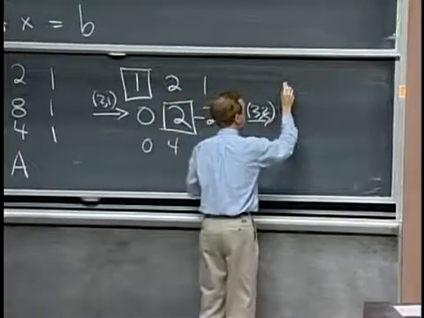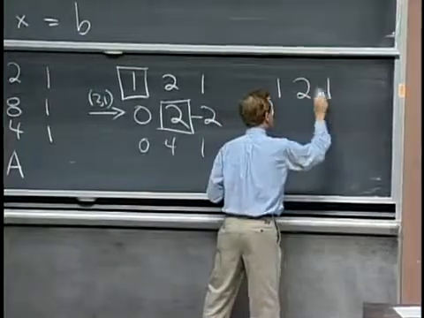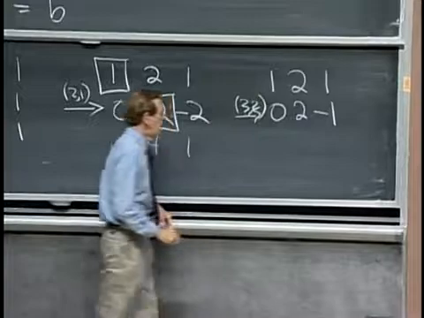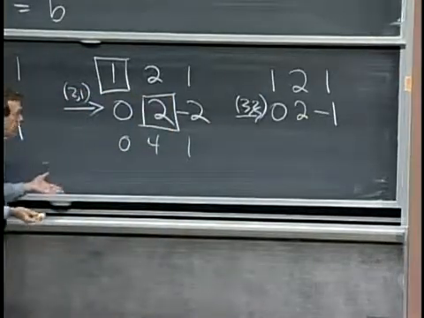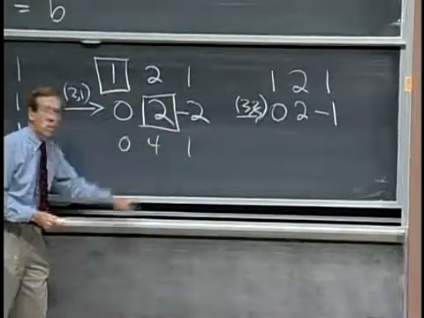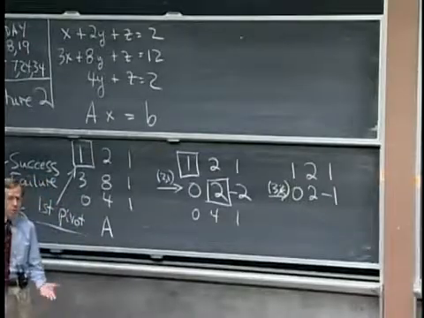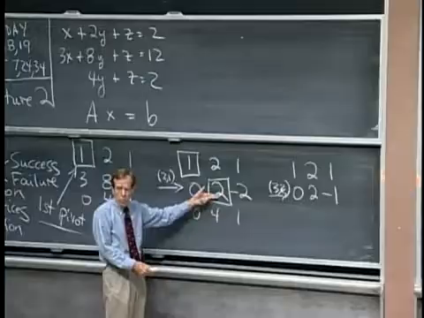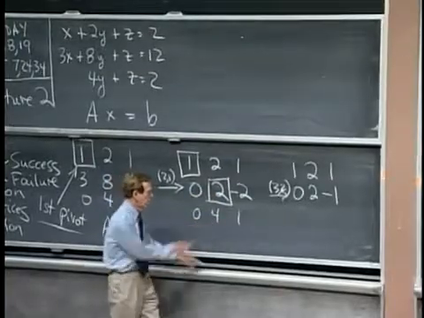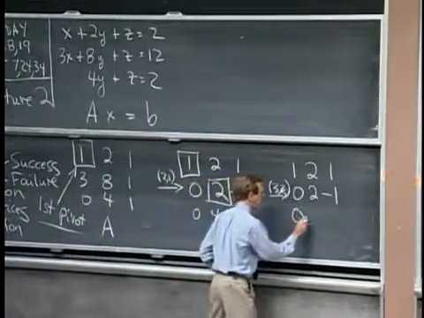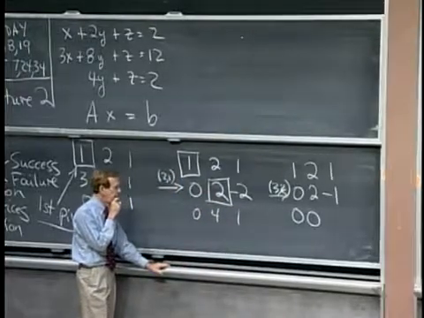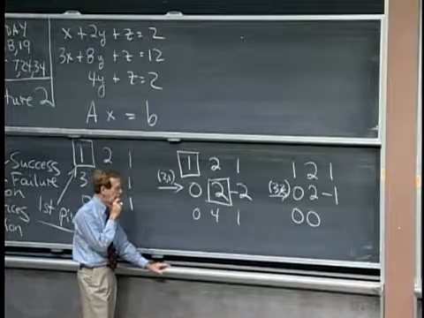So this all stays the same. 1, 2, 1, 0, 2, minus 1. And the pivots are there. Now I'm using this pivot. So what's the multiplier? 2. 2 times this equation, this row, gets subtracted from this row and makes that a 0. So it's 0, 0, and is it a 5? Yeah, I guess it's a 5.